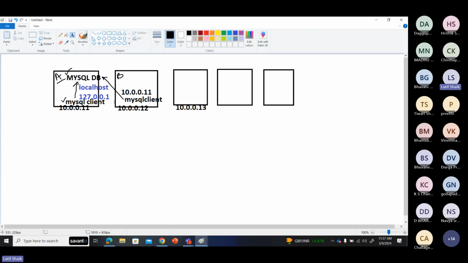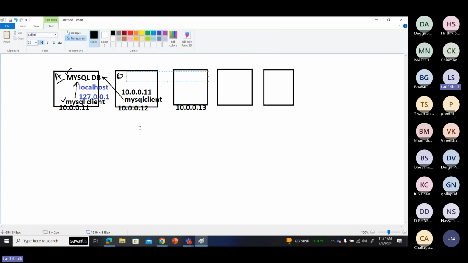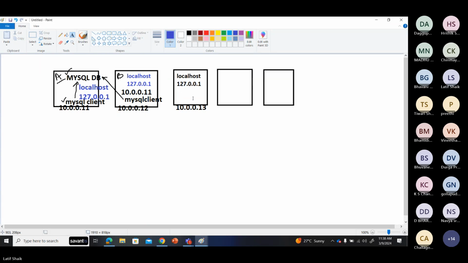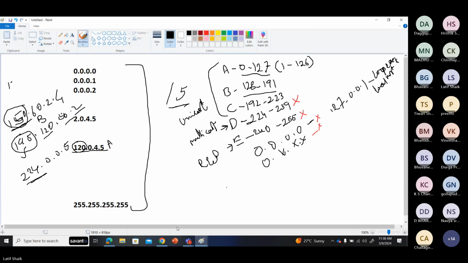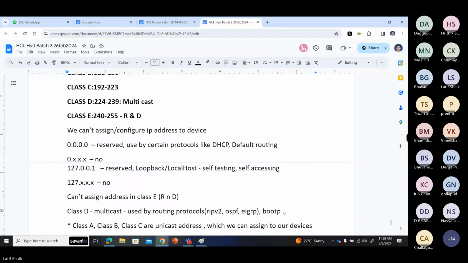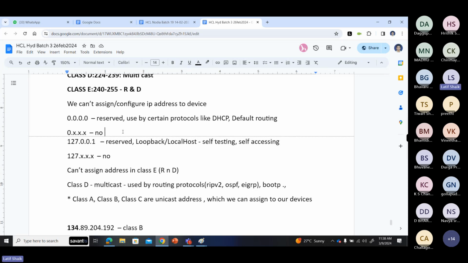Every system itself is a localhost. I keep telling this, but no one is raising any doubt. Usually it is difficult to understand.